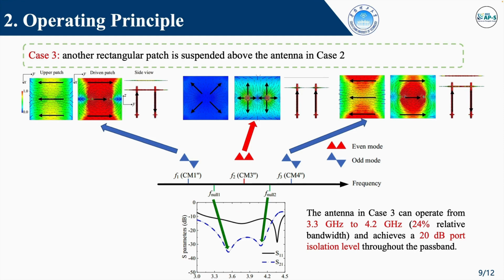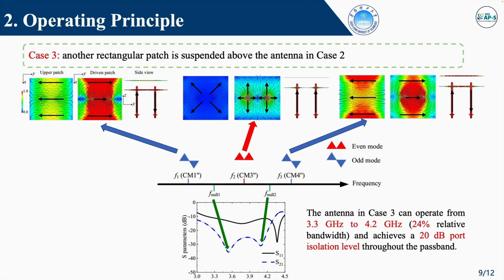For each mode pair, if the two modes are excited simultaneously, then the coupling energies of the receiving ports with the same amplitude and opposite phase will cancel each other out. Therefore, two transmission zeros are generated separately in the center of the mode pairs.